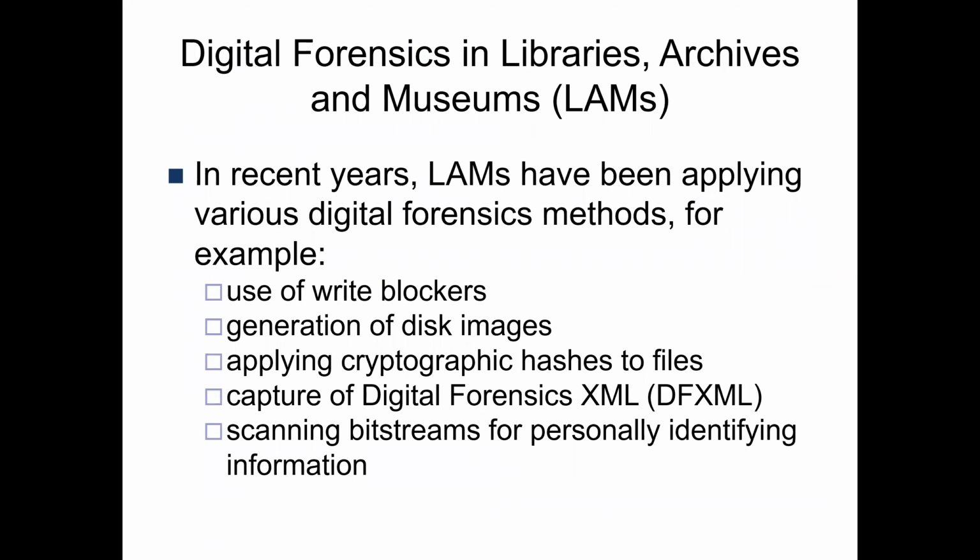So libraries, archives, and museums have in recent years been adopting a lot of things that have been previously associated solely with the field of digital forensics, using things like write blockers to make sure that data doesn't get changed when you plug it into your computer, generation of disk images, which we've just been talking about briefly, applying cryptographic hashes, so these checksums before and after the files have been transferred or stored so that you know whether they've been changed, capture of what's called digital forensics XML, and I'll very briefly show you what some of that output looks like. And also scanning for personally identifiable information, right? This can be very important when there might be materials that were part of a collection, but the donor or other stakeholders didn't intend to share with the world.